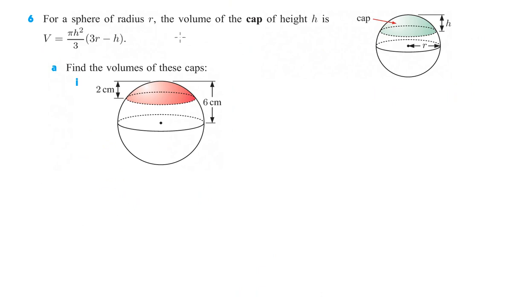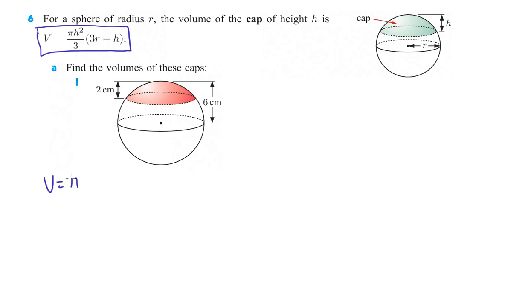Number 6: for a sphere of radius r, the volume of the cap of height h is given by this. So here's a new little volume formula. You're not going to need to know this formula because this is very specific to this one type of problem. But we can actually find the volume of just part of a sphere, not cut in half or cut in quarters or whatever, but just the cap of it, it's called. Okay, so find the volume of these caps here. So let's see if we can figure out what they're talking about.